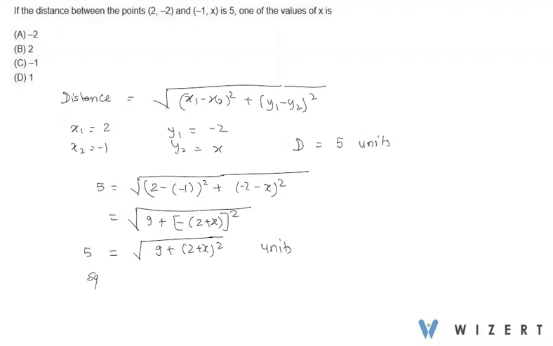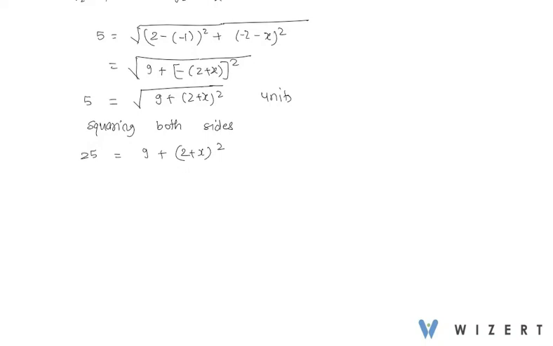So squaring both sides in order to solve, we get 25 equal to 9 plus (2 plus x) whole squared. We have simply removed this square root radical. So let's see, we can take this 9 over to this side. So we get (2 plus x) whole squared equal to 25 minus 9, which is equal to 16. So we get (2 plus x) whole squared equal to 16.